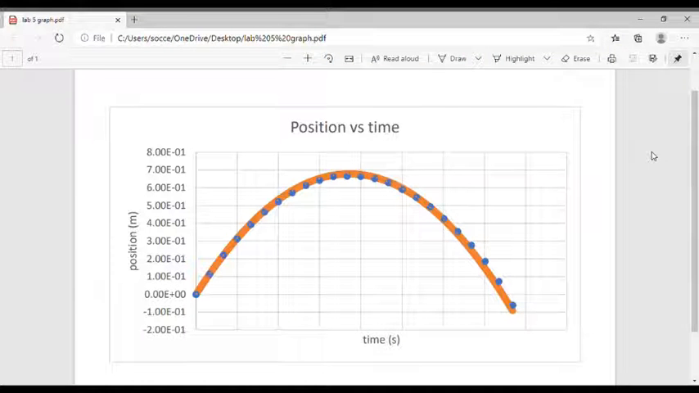Here are the two position versus time plots. The blue points represent the recorded data in Tracker, and the orange line represents the data generated from my model. As you can see, they are pretty close.